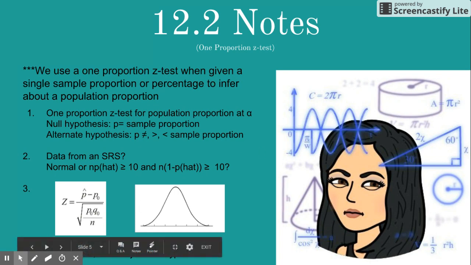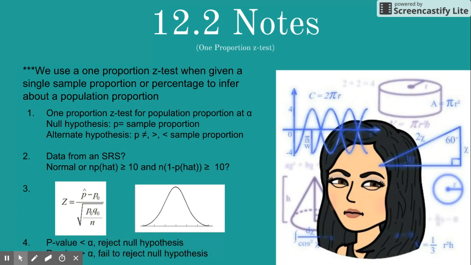And step number 1 is you state it, one proportion z-test or population proportion at alpha, whatever it is. Usually it's 0.05. Next, we do the null hypothesis, which is p equals the stated proportion. And they'll just give you that in the problem usually. And then the alternate hypothesis is p does not equal, is greater than, or less than that proportion. Usually they'll hint at that towards the problem. They'll say like, some people believe it is greater than, and that's how you'll figure out the alternate hypothesis.